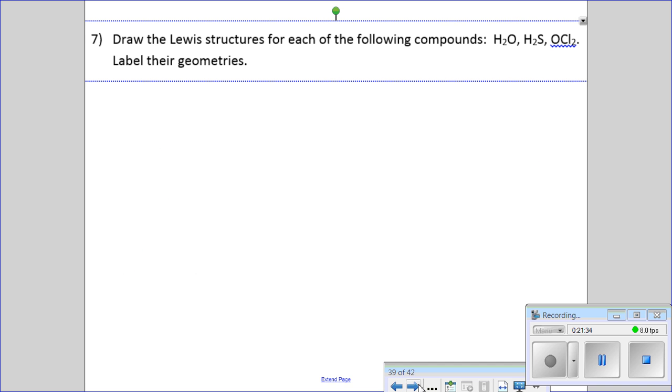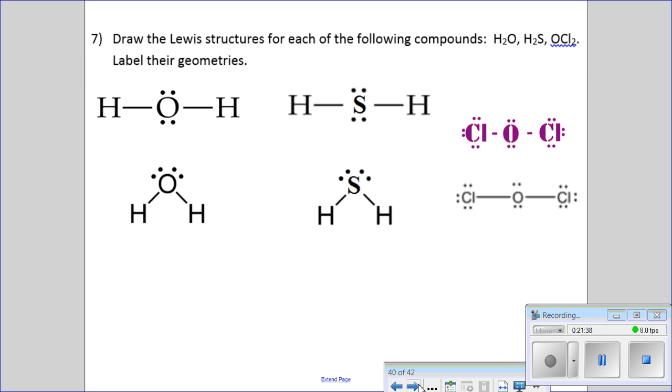Next, draw the Lewis structures for each of the following compounds and label their geometries. So I did this a couple of different ways. H2O, you can draw like this. H2S, you can draw like this. OCl2, you can draw like this. Here's another picture if you like that one better. And to the person who does not know their VSEPR geometry, you would just say, oh, well, that's a line. These are all linear. They're not. They're all bent.